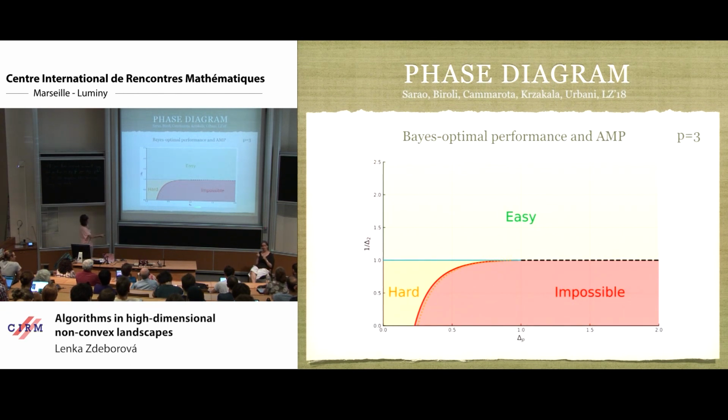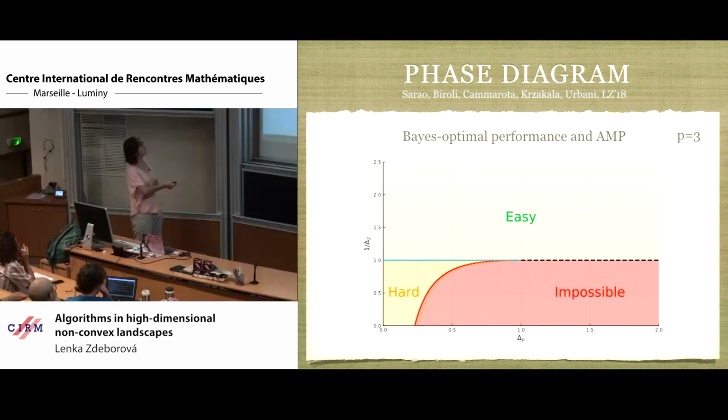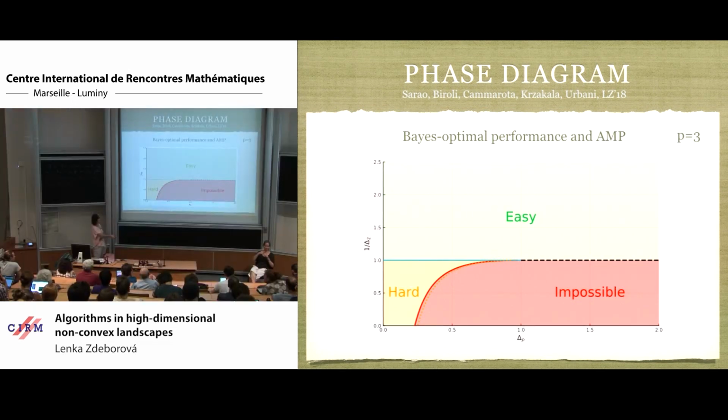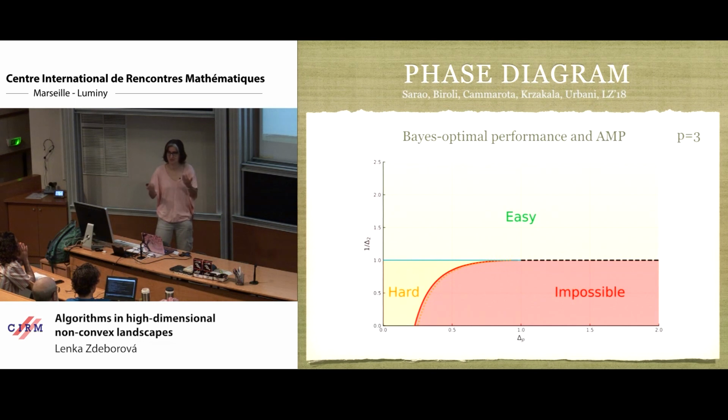So here is the noise I'm putting on the tensor, and here is 1 over the noise I'm putting on the matrix. So in the corner up there, both the noises are 0, so that's a very easy corner. And in the corner here, both of them are very big, so clearly the ground truth will not be possible to recover because it's just flooded by the noise. Then there is this line.